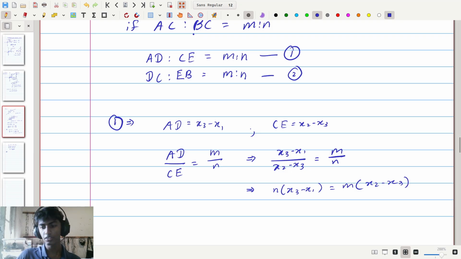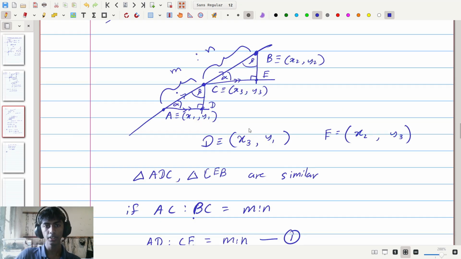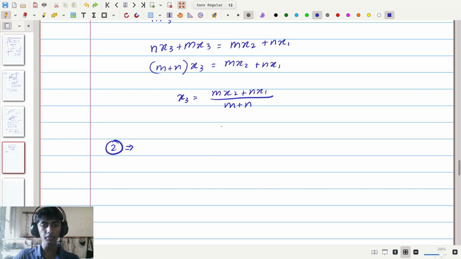So if we consider DC and EB going up to this thing, D and C have the same x coordinate x3, but they have a difference in y coordinates y3 and y1. So then the DC length would be y3 minus y1. If I write that down, DC length would be y3 minus y1.